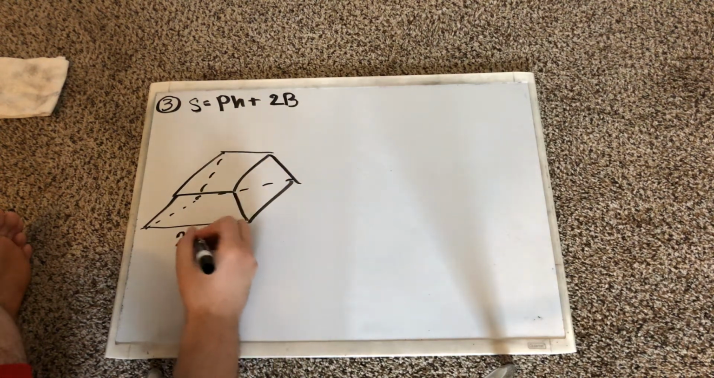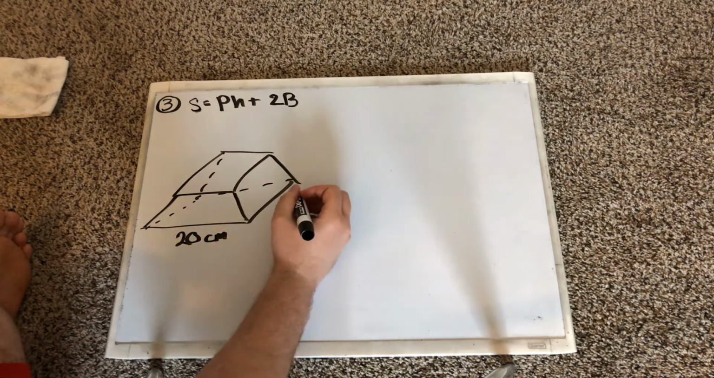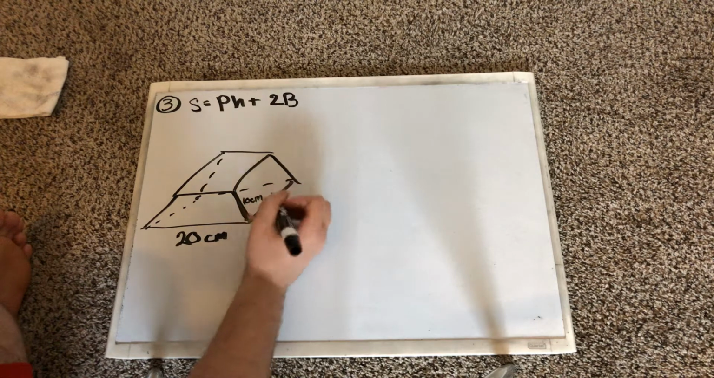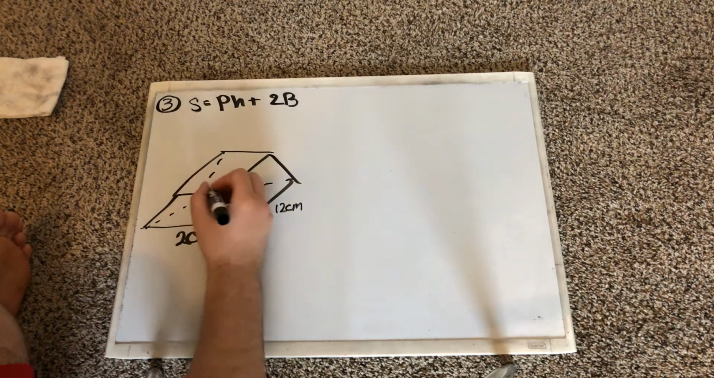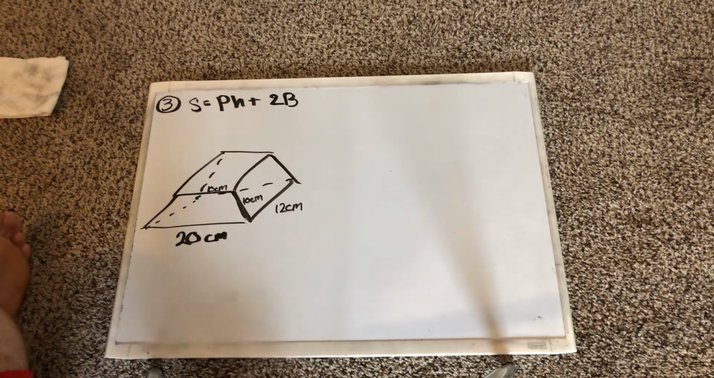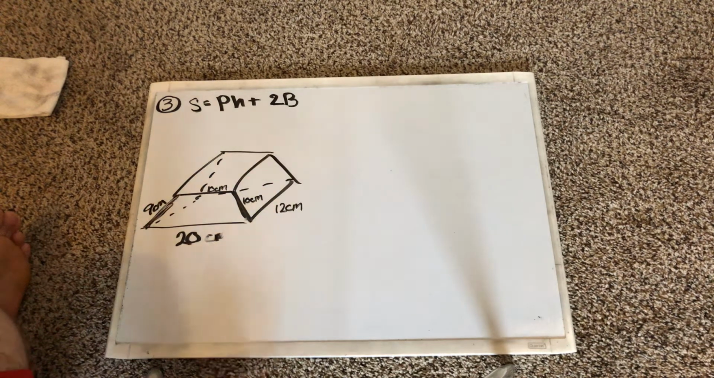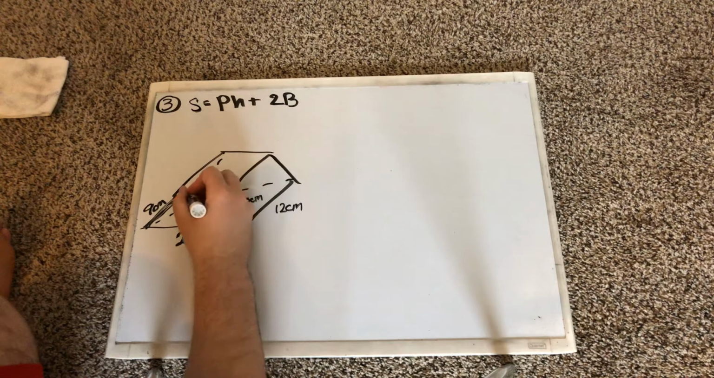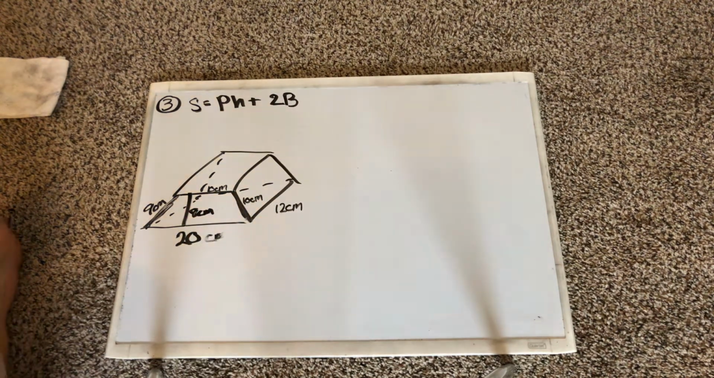So we got 20 centimeters, 12 centimeters, this right here is 10 centimeters, up here is 10 centimeters, and right here is 9 centimeters. Okay. Oh, and then the height of the trapezoid is 8 centimeters. Okay, so we have a lot going on here.